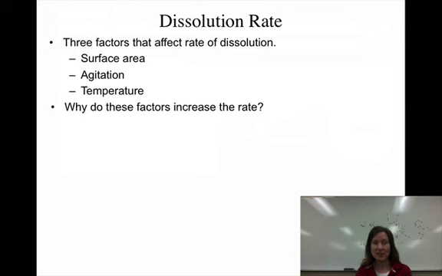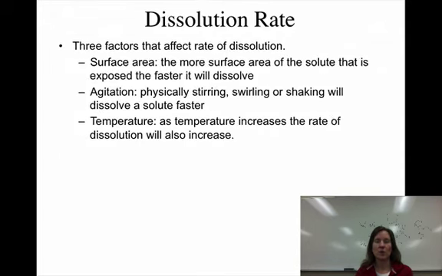Now, why do these factors increase the rate? These factors increase the rate because they increase the rate of dissociation and hydration, right? In order to do dissociation and hydration, you need the solute to come in contact with the solvent. So essentially, all three of these increase the rate at which water or the solvent comes in contact with the solute. So the more surface area we have, the more the solute is exposed to the solvent, in which case the faster it'll be able to dissolve.